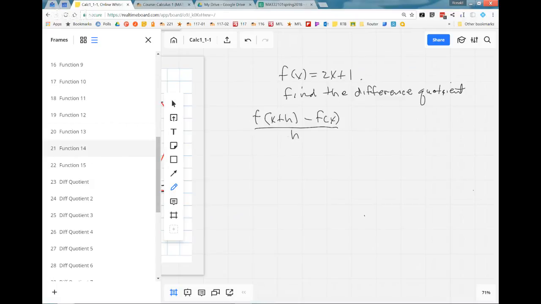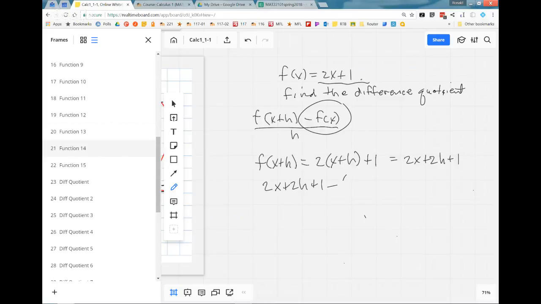So what is f of x plus h? Well, that's the first thing we have to figure out. f of x plus h is when you come up here and in place of x, you plug in x plus h. So that would look like this, which is, of course, 2x plus 2h plus 1. All right, so now we take this f of x plus h, 2x plus 2h plus 1. We subtract the original function. Make sure you do that in parentheses. And we divide by h.